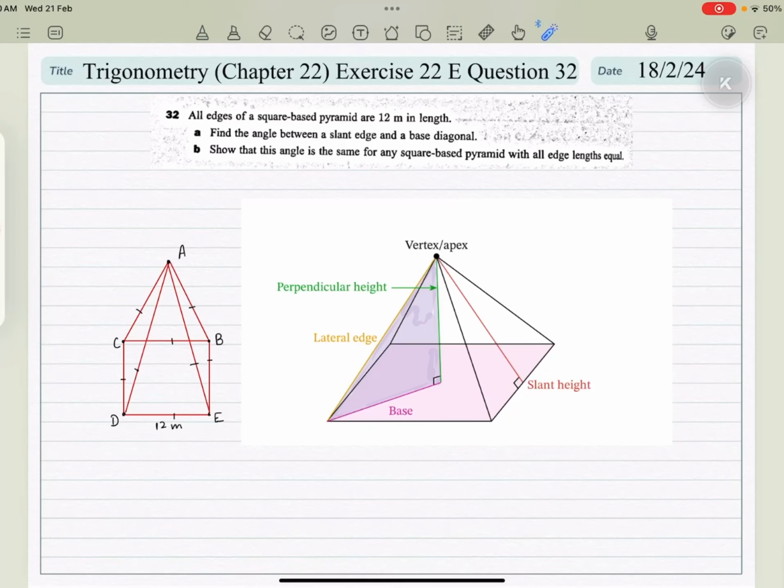Hello everybody, so today we're dealing with Trigonometry chapter 22, exercise 22E and question number 32. This question states that all edges of a square-based pyramid are 12 meters in length.